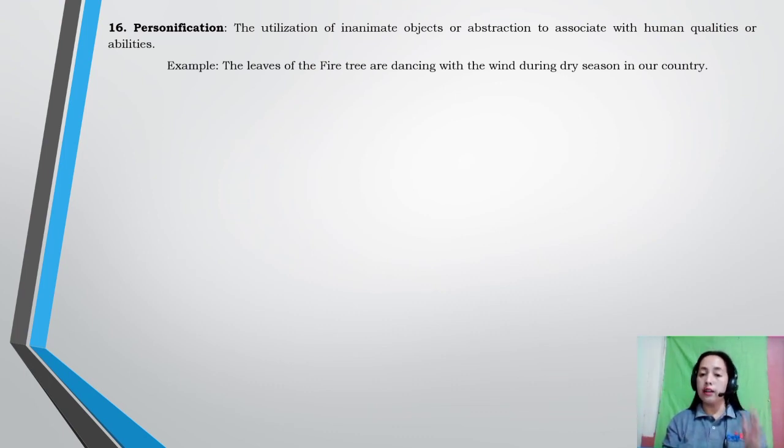So, the leaves cannot dance. They can dance through the wind. Who only dances? The human. So you applied the characteristic of dancing, which is only found in human attributes, to the leaves, that they are dancing. For example, the wind is singing melodies to me. The wind cannot sing, right? It just has a sound, but it is not singing. You associated the singing abilities of a human person with inanimate objects, non-living things.